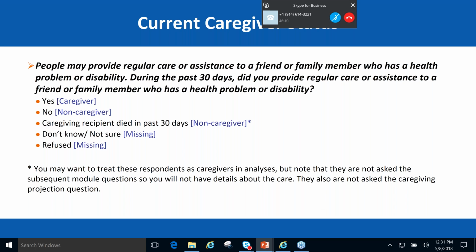I also do want to mention here that Chris mentioned the subjective cognitive decline module is only asked of people age 45 and older, and the caregiver module is different. So it is asked of all respondents to the BRFSS, so that would be anyone age 18 or older, and they could be providing care to anyone of any age. So we could be capturing, for example, parents who are caring for a child with a disability, or we could be capturing caregivers who themselves are older and are providing care for a spouse, for example.